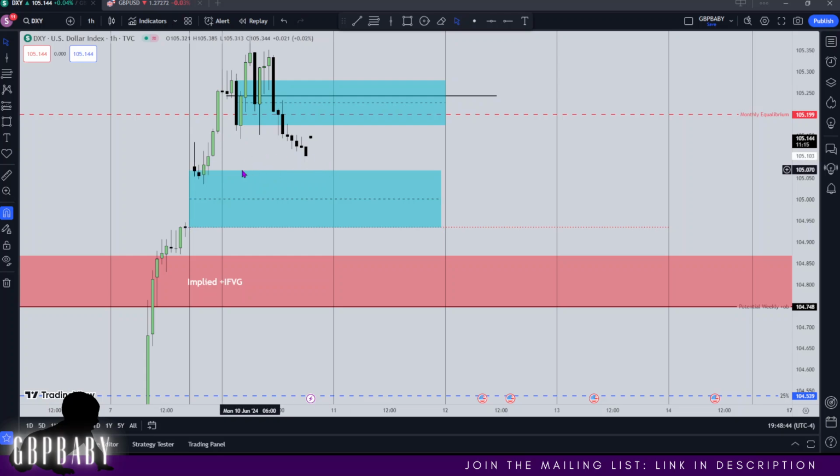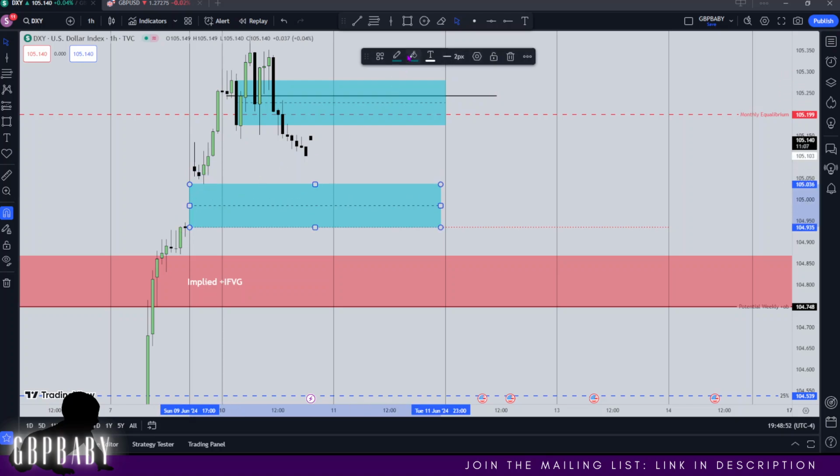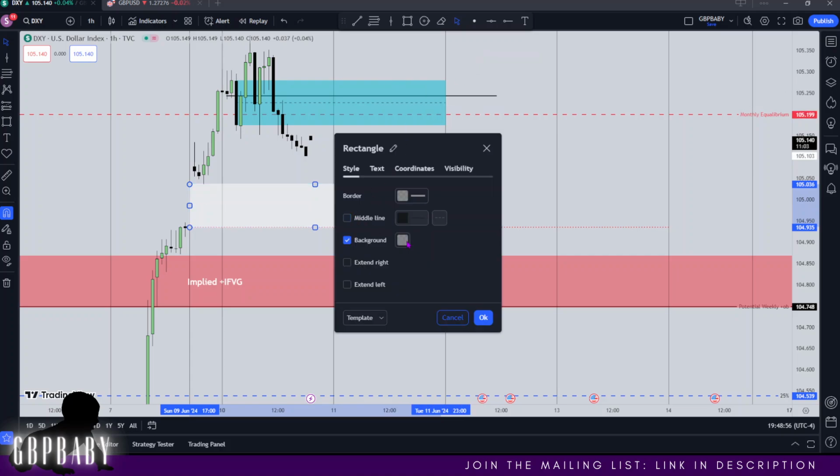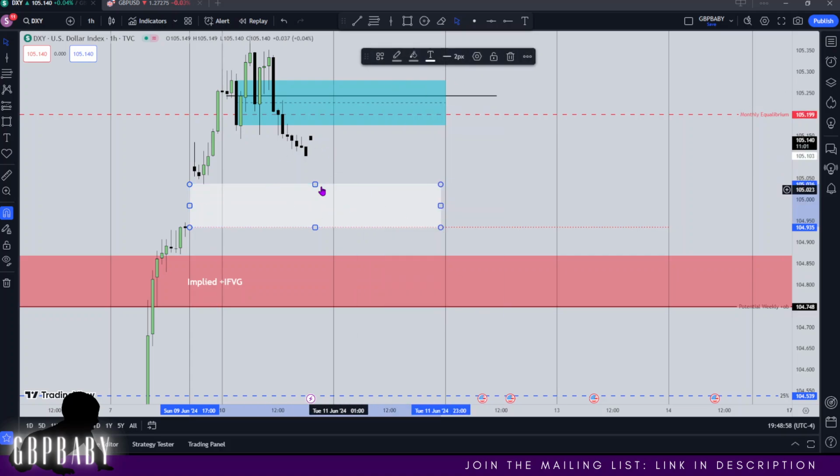Right, there's so many different names, guys. This is a vacuum block. It's completely void of any volume or wicks except for these. But generally speaking, between this low and this high, and let's just make it white for now, there's no trading there, right? So price will seek to trade through this, and we'll treat it like a fair value gap.